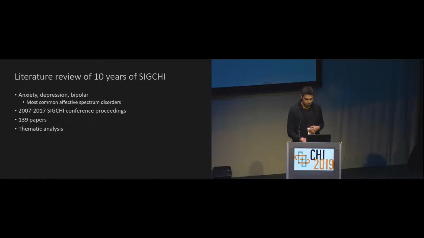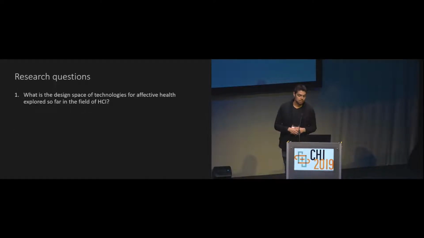So the first research question we asked is, what is the design space of technologies for affective health explored so far in the field of HCI? With this question, we tried to identify whether there were different strands of research, whether there was influence and interaction with other fields and disciplines, such as psychotherapy, clinical psychology, and so on. And mostly we were trying to identify what were the most promising or underexplored research directions for the future.